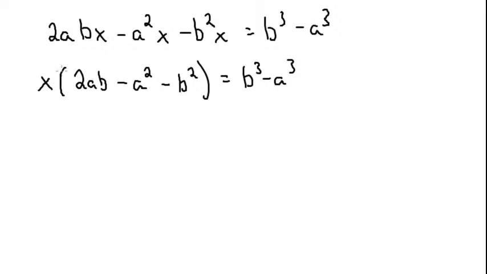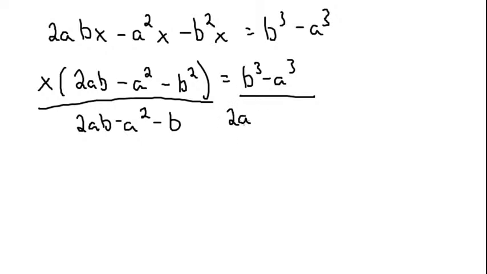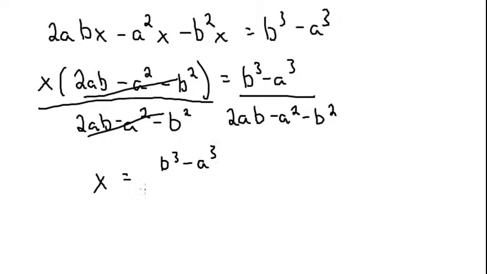And then finally, we have this that is multiplied by x, so we can divide both sides by what is multiplied by x to cancel that term out. Oops, that should be a b squared. So this cancels with this, and we're left with x is equal to b cubed minus a cubed over 2ab minus a squared minus b squared. So now we have officially solved for x.